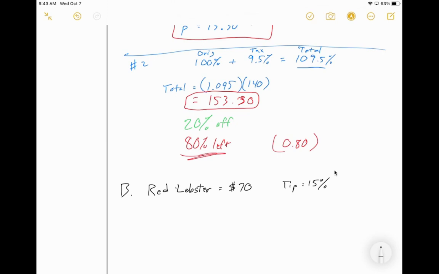$70 after everything, and we'll pretend that normally it would be taxed, but we won't worry about that right now. Let's just pretend we're dealing with just the tip.